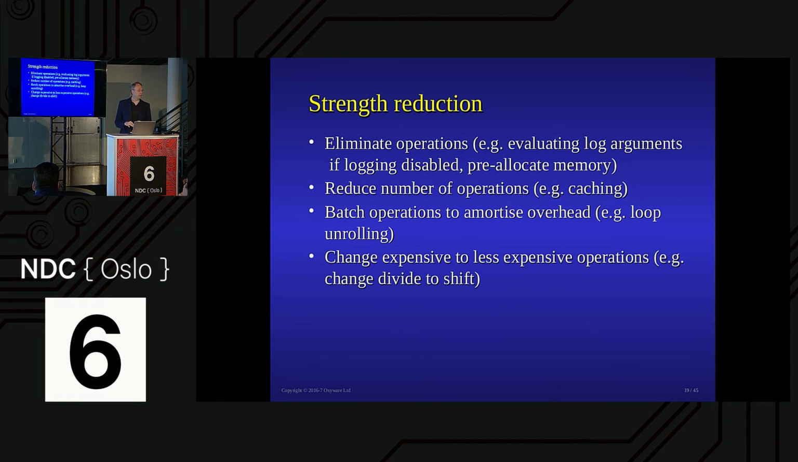One of the classic techniques: strength reduction. I mentioned if you've got memcopy in there, how do we eliminate it? First thing is, do I actually need to make that call? How could I get rid of that call? Well, if I can't get rid of that call, maybe I can reduce the number of times I do it. Maybe I can cache things. Maybe I can just do bigger things.